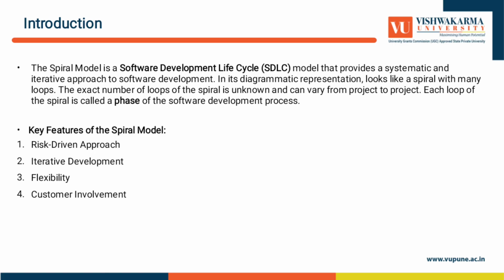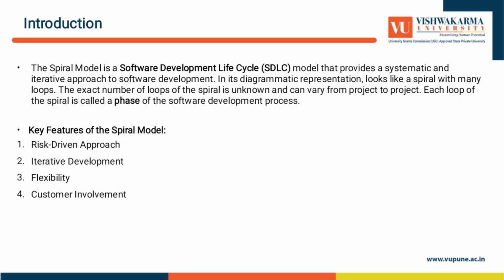Introduction. The spiral model is a software development life cycle that combines the iterative nature of prototyping with the systematic aspects of the traditional waterfall model. It was introduced by Barry Boehm in 1986 to address the complexity and risk associated with large software projects. The model emphasizes risk management and iterative refinement, making it suitable for large, complex, or high risk projects.